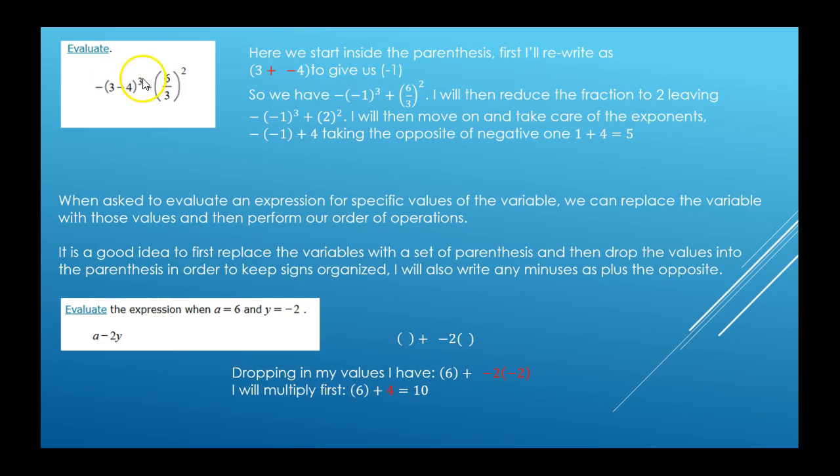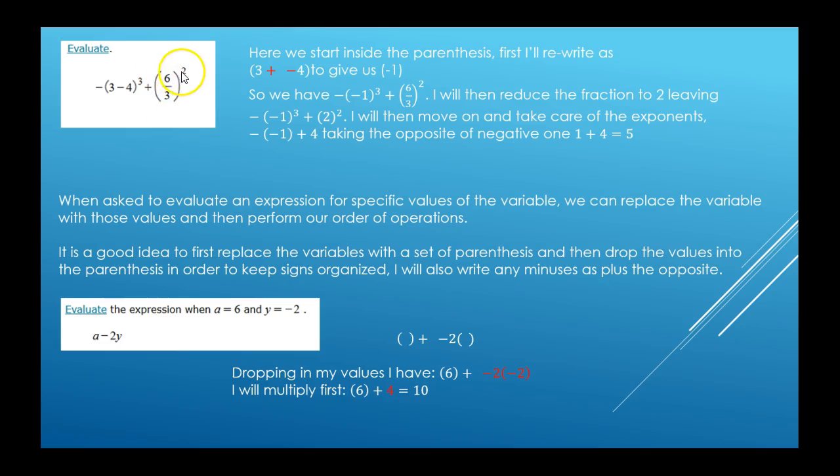So the negative 1 to the third power is going to be negative 1 times negative 1 times negative 1, which leaves us with negative 1. So we have the opposite of negative 1 to the third power, which gives us the opposite of negative 1. Now notice this exponent is over the fraction. The fraction is actually reducible to 2.